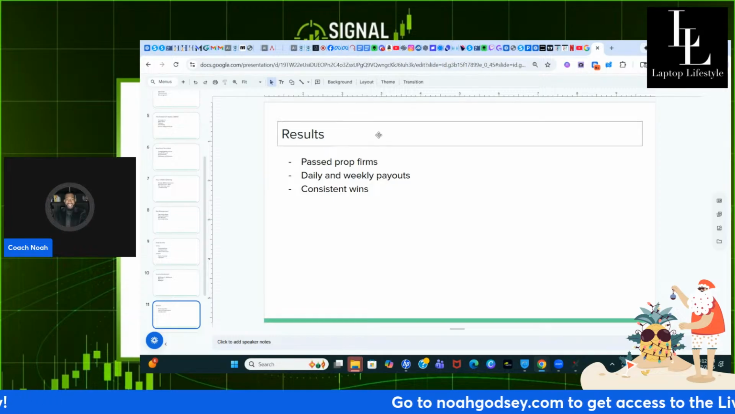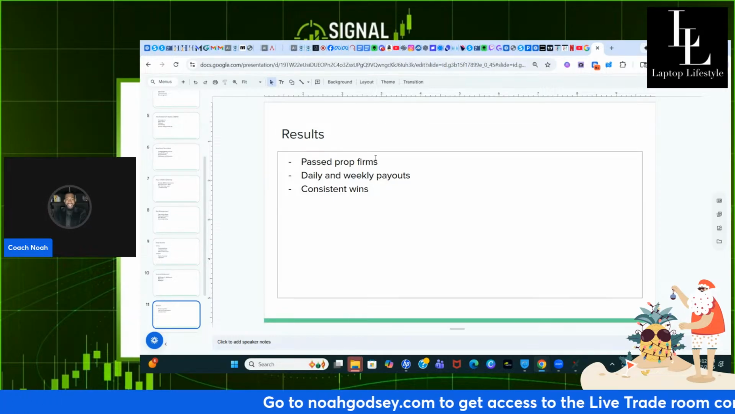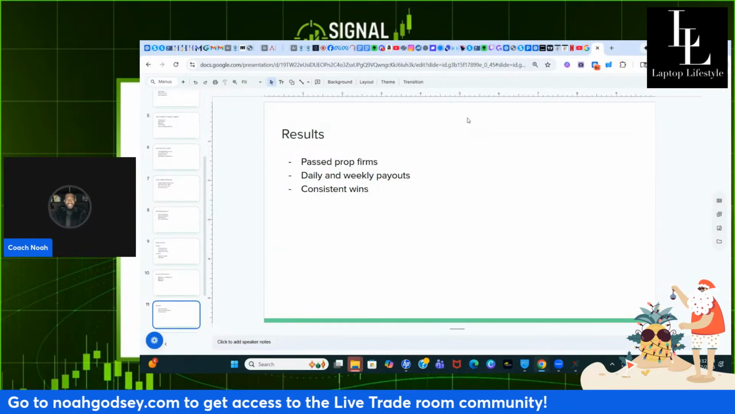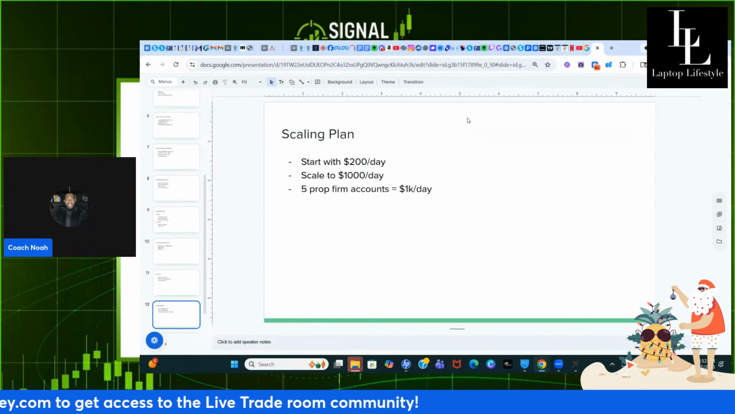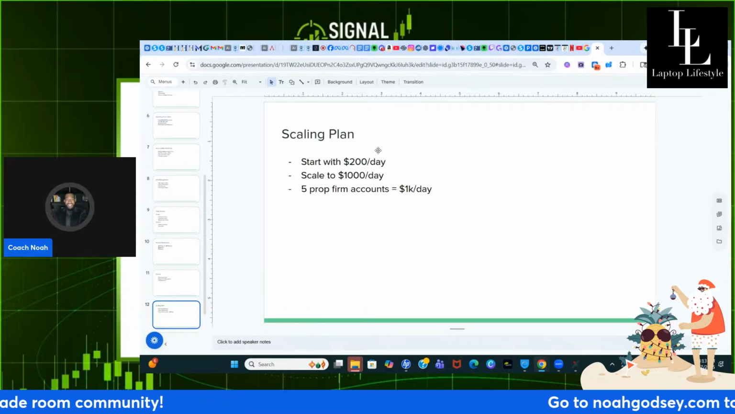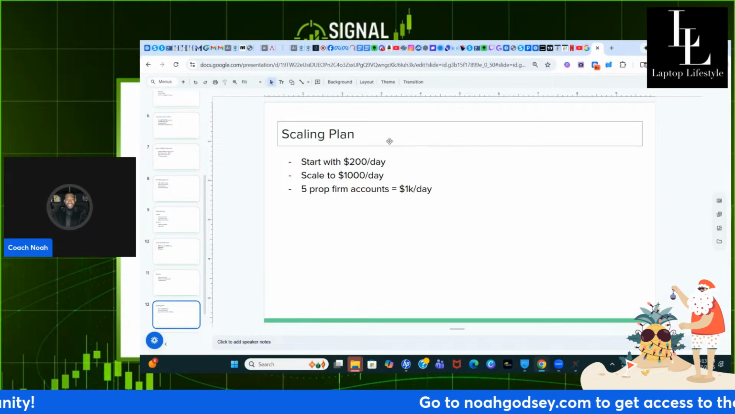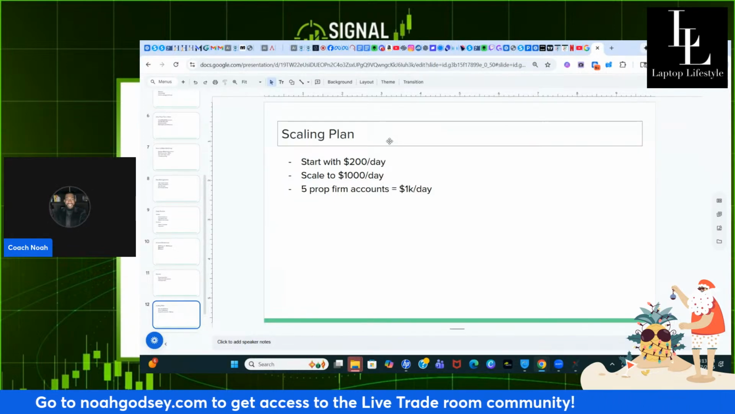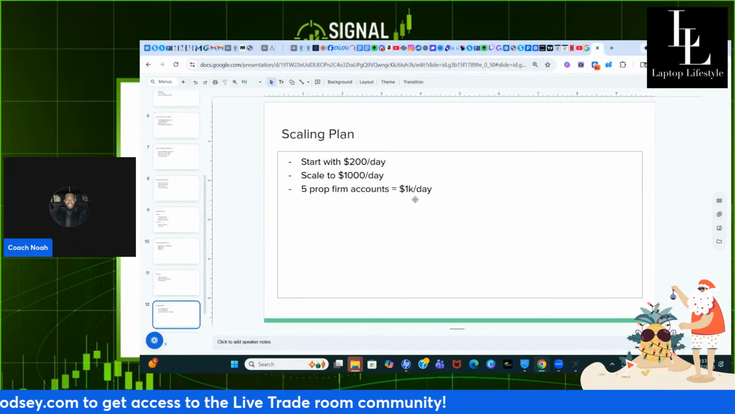Okay, so inside the group, we got people passing prop firms. We got daily and weekly payouts. You can see that it's just consistently winning. Like I said, it's all about scaling, right? So you start with $200 a day, and then eventually you scale up to add about 5 accounts. And once you get to 5 accounts, you're making $1,000 per day. That's 5 prop firm accounts, $1K per day.